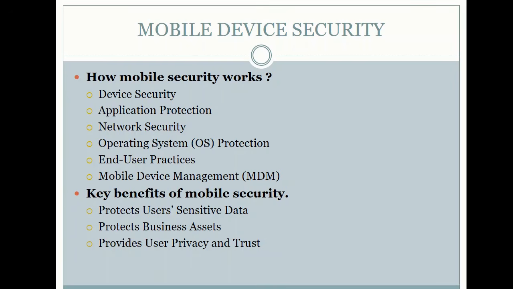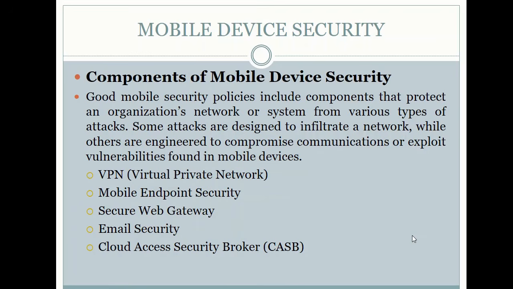And the key benefits of mobile security are that if the mobile is secured, you can protect sensitive data, you can protect business assets, and you can provide user privacy and trust. And what are the components of mobile security? A good mobile security policy includes components that protect an organization's network or system from various types of attacks. Some attacks are designed to infiltrate a network, while others are engineered to compromise communications or exploit vulnerabilities found in mobile devices.